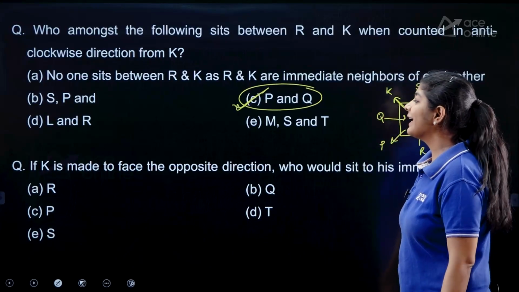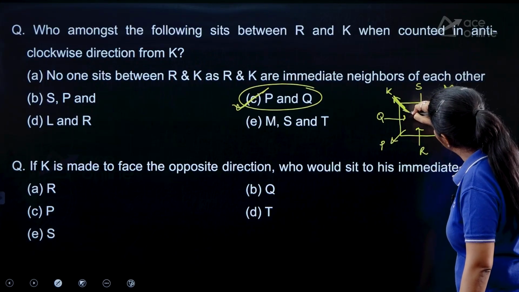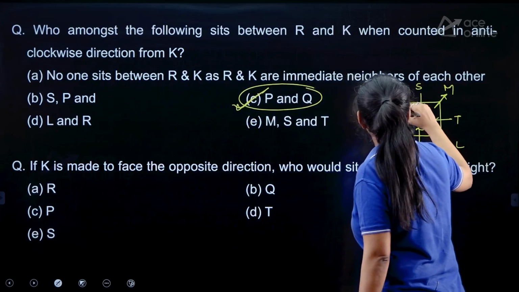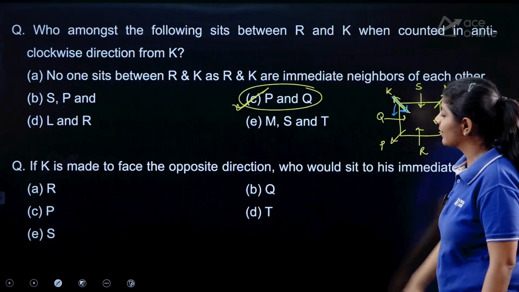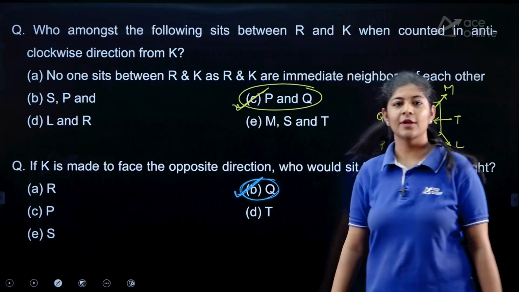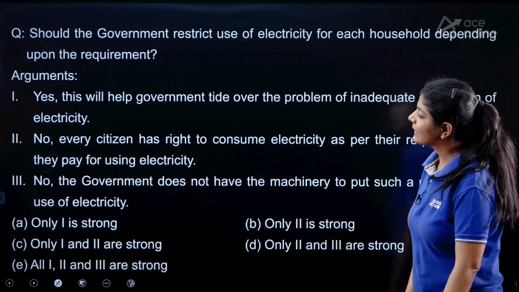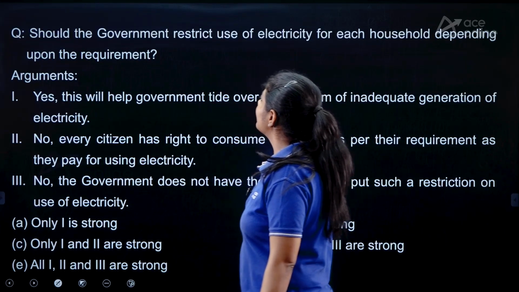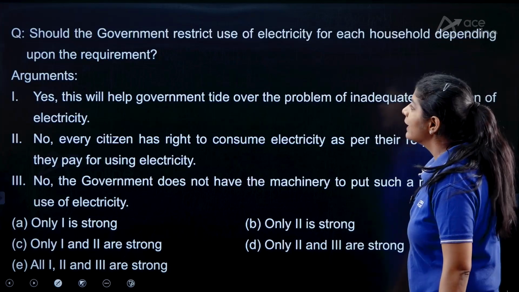Next, if K is made to face the opposite direction, if K is forced to face like this, then we need to find out who would sit at the immediate right. Immediate right is this one. That means option B is the correct one. So very easy.